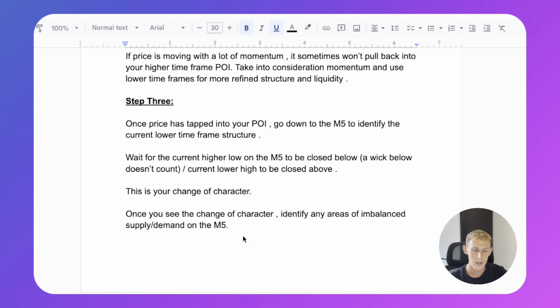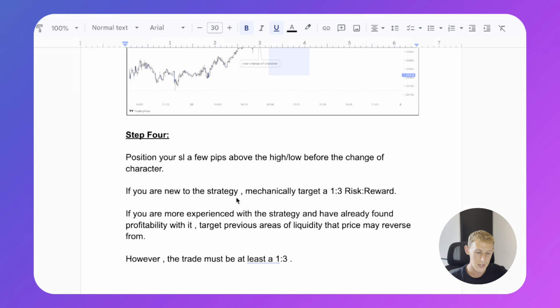Once we see that change of character, I'm then looking to simply identify an area of imbalance, and I'm setting my limit on this imbalance. Then, if we go over to step 4, where am I targeting? I'm targeting a mechanical 1 to 3 risk to reward with my stop loss position just above the high or below the low of the change of character. And for anybody that hasn't tried this before, mechanical 1 to 3 risk to reward TP is a massive game changer.